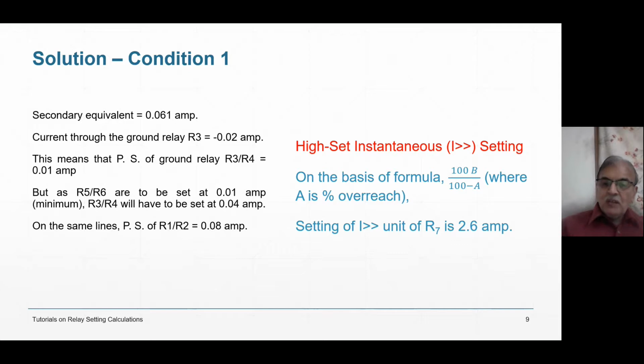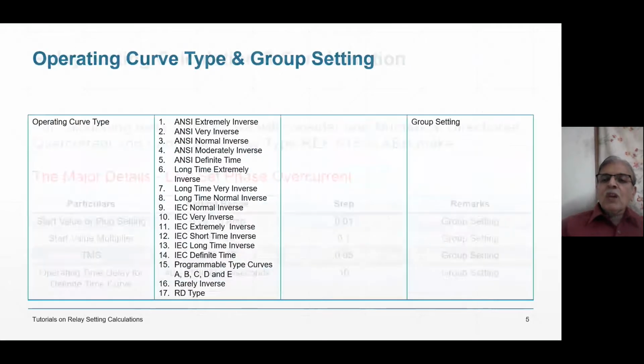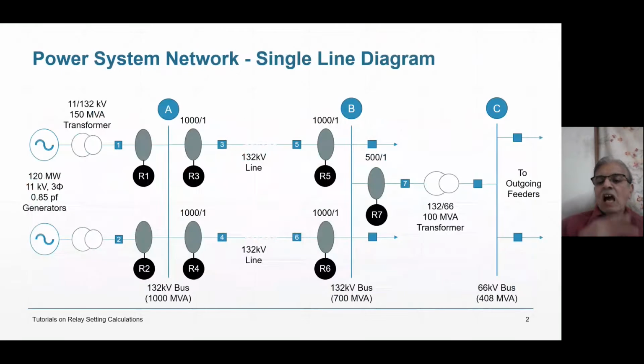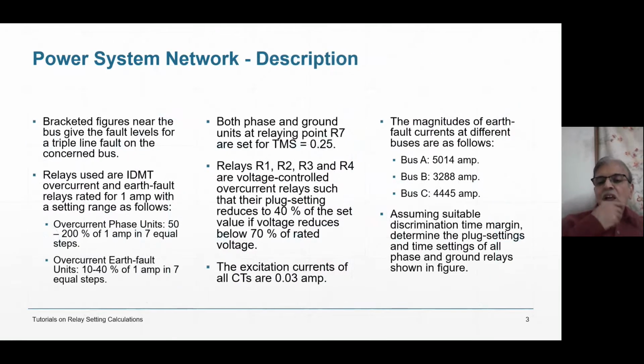And now I set the instantaneous I double greater than. I use the formula 100B divided by 100 minus A. So let me calculate 100B. 100B means what? For R7 I am telling. For R7, that means fault current at C. Fault current at C for this earth fault is 4445.